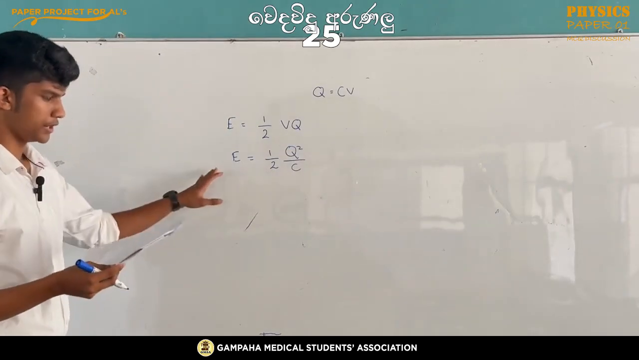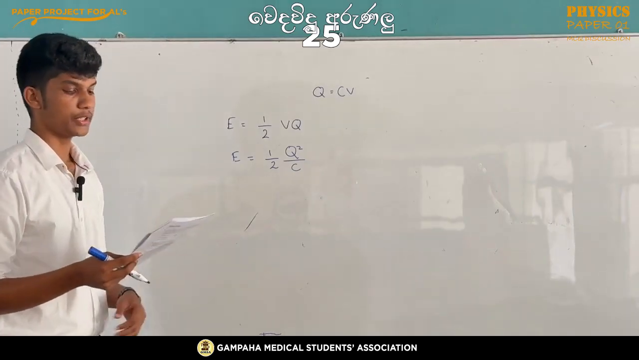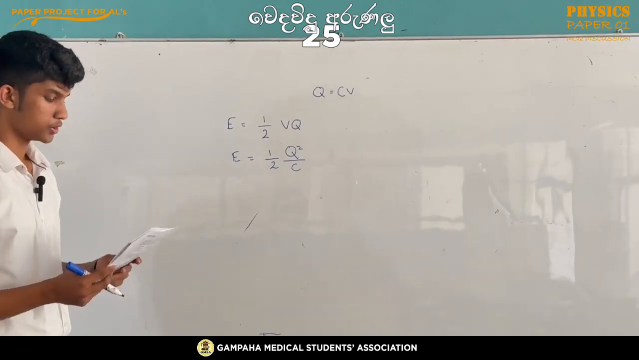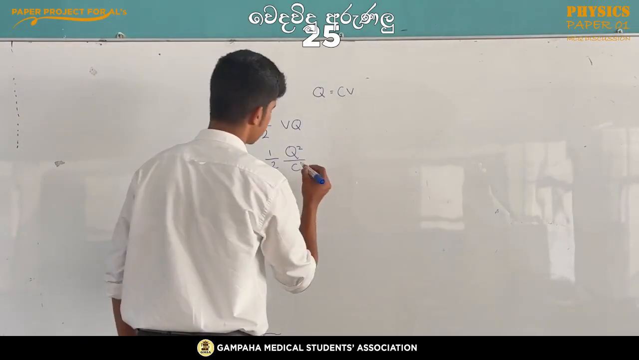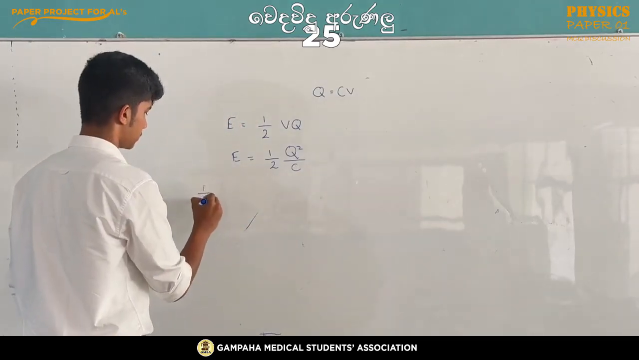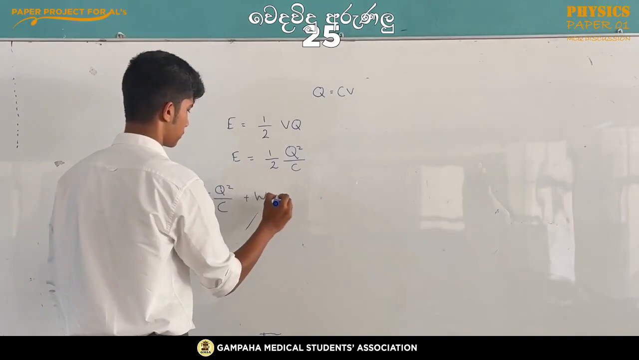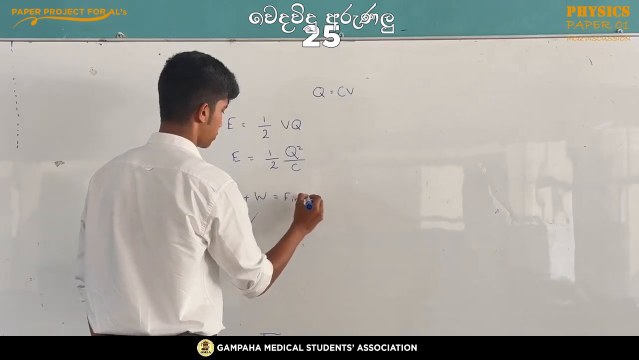Now, knowing this is the initial energy, and then when the plates are pulled in opposite directions, the work is done. So then the final energy is equal to this energy plus the work done. So then the final energy.